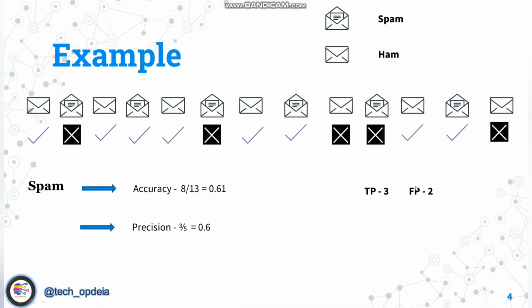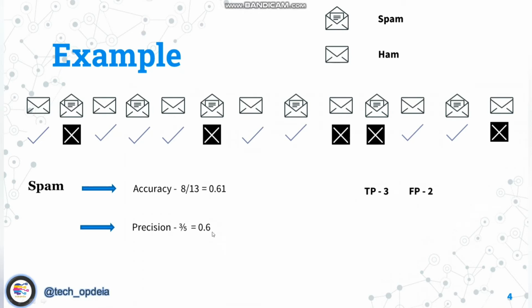What is false positive? Email was ham but our model predicted it as spam. So these 2 emails are ham. These 2 emails were ham but our model predicted them as spam. So false positive value is 2. What is precision? Precision means true positive divided by true positive plus false positive, means 3 divided by 5, which gives a value of 0.6.